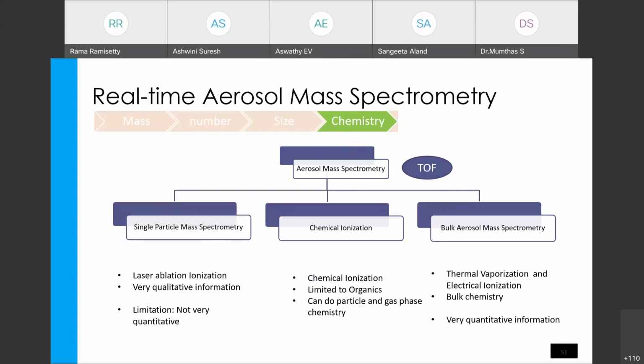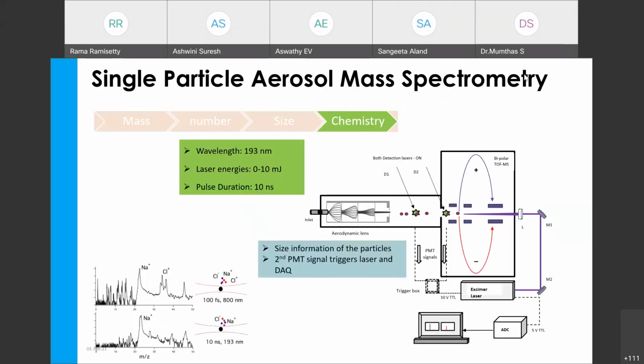One is single particle mass spectrometry. That means it measures the chemistry of every single particle. The other method is the chemical ionization method. This will give the chemistry of all the organic components of the aerosols. The other method is for bulk aerosol. In this method, we can get the chemistry from multiple particles, not from a single particle. This is also limited to organics and inorganics. I'll explain how it works.